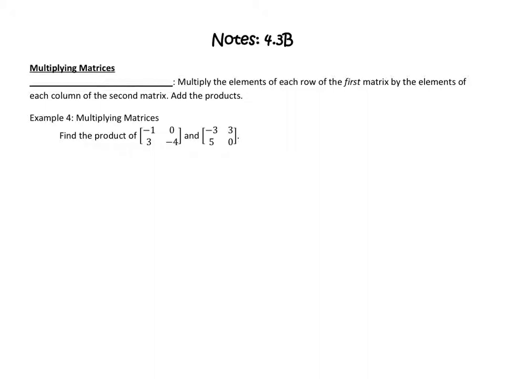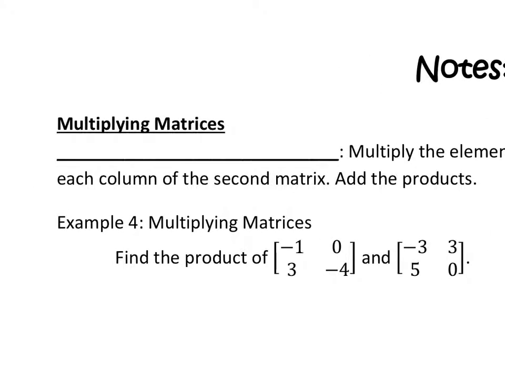The second half of 4.3, so 4.3b, is when we actually multiply two matrices together. Friday we worked on just multiplying a matrix by a scalar. That was one number, so we multiplied each element by that number. But now it's a little different, and actually it's very different. We're going to multiply matrices. So our first blank here is matrix multiplication.